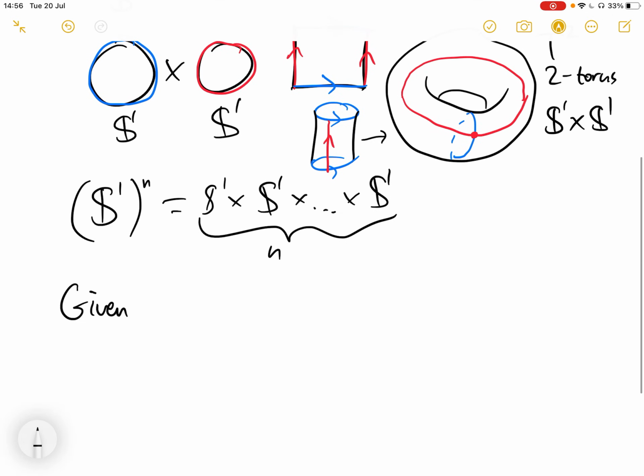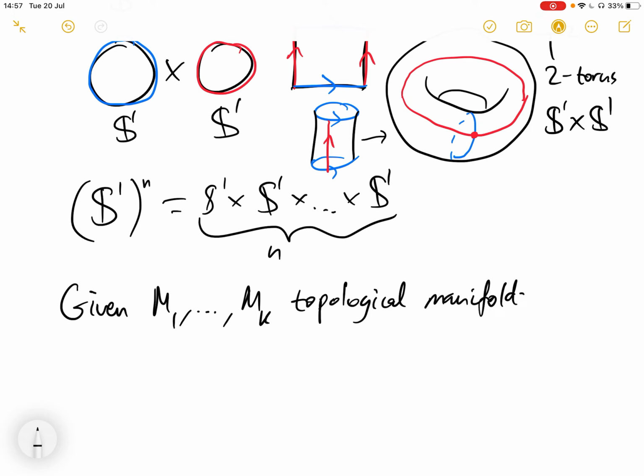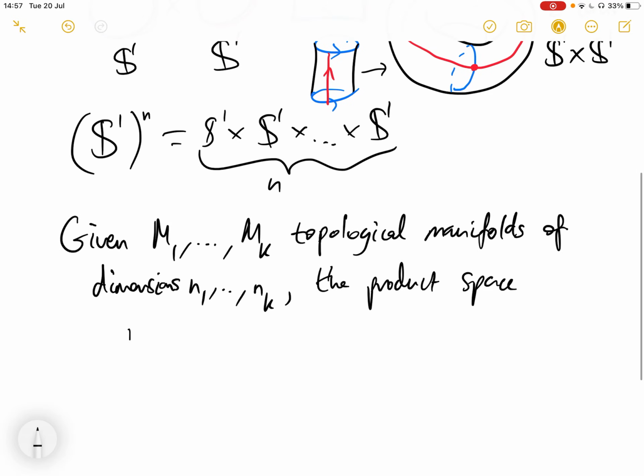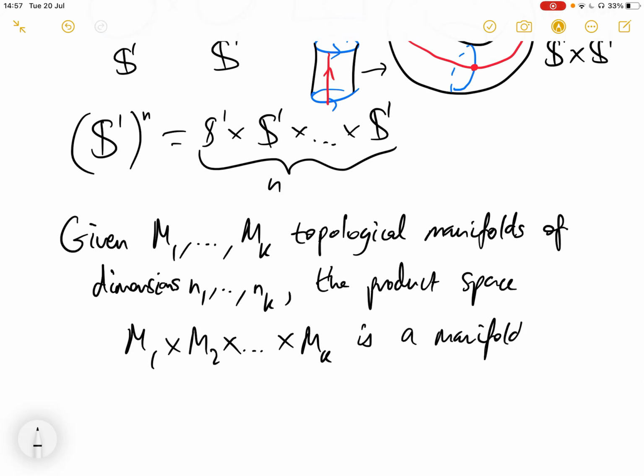So given manifolds M1 up to Mk, of dimensions n1 up to nk, the product space M1 cross M2 all the way up to Mk is a manifold of dimension n1 plus n2 all the way up to nk.